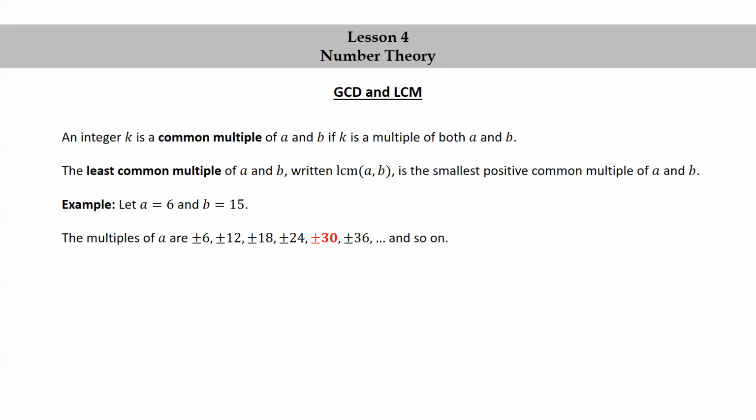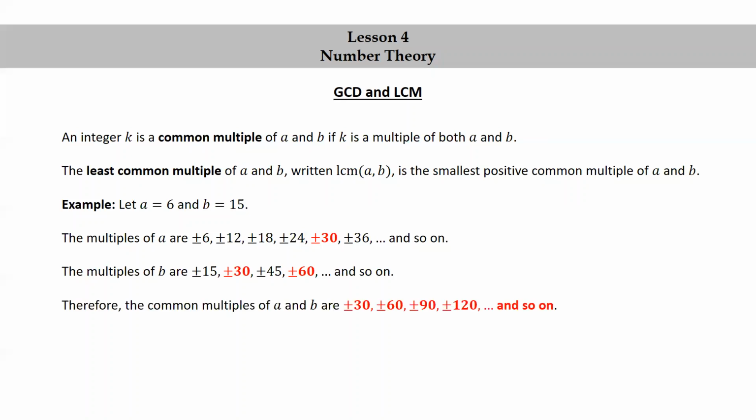The multiples of a are plus minus 6, plus minus 12, plus minus 18, plus minus 24, plus minus 30, plus minus 36, and so on. The multiples of b are plus minus 15, plus minus 30, plus minus 45, plus minus 60, and so on. Notice that I've highlighted the common multiples. So the common multiples of a and b are plus minus 30, plus minus 60, plus minus 90, plus minus 120, and so on. It follows that the smallest positive common multiple of a and b is 30. So LCM of 6 and 15 is equal to 30.